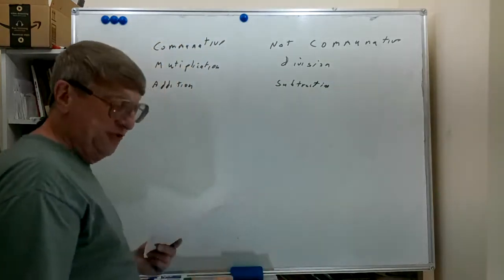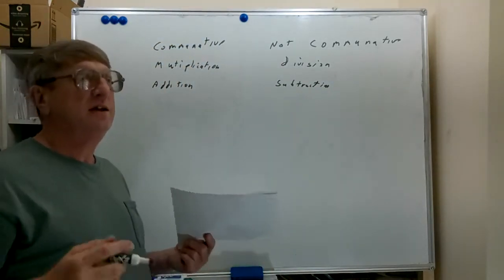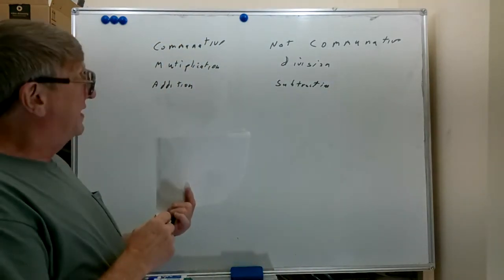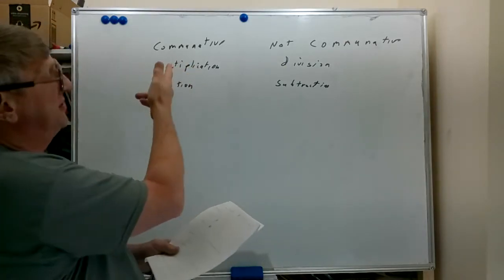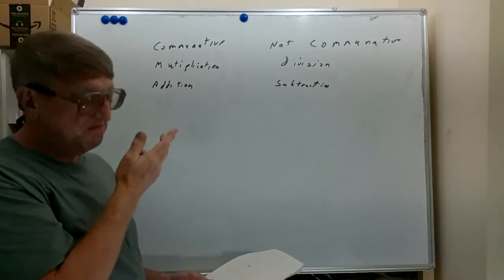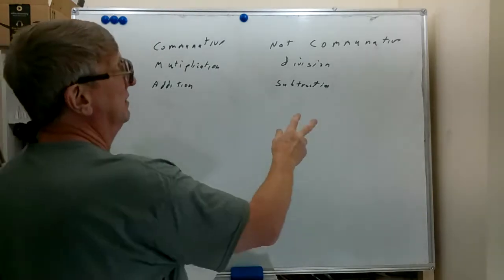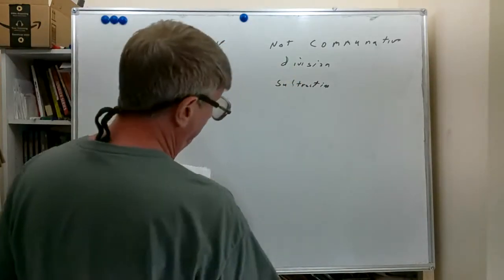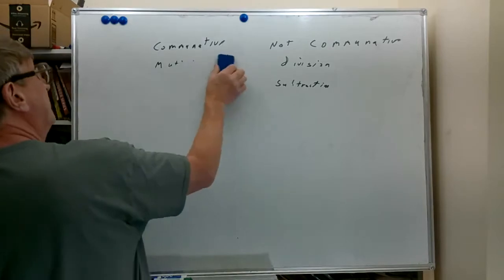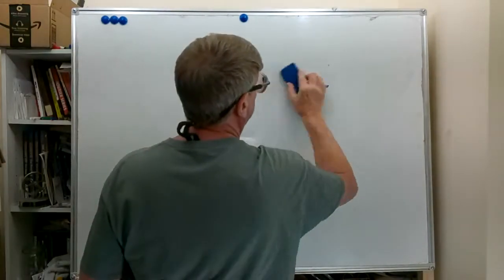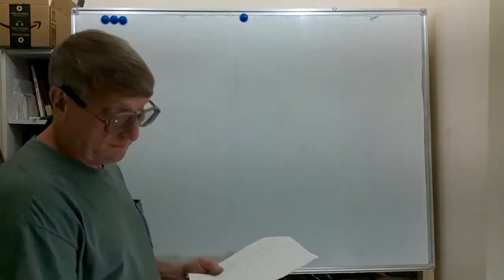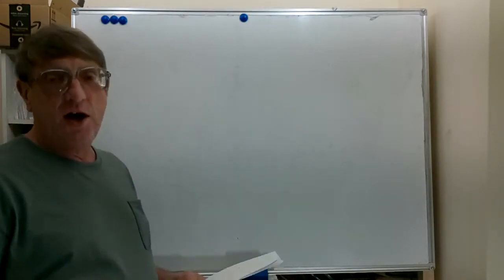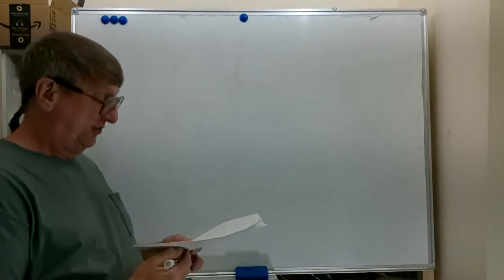So we've reviewed quickly the commutative law, and we know that we can do multiplication and addition in any order, no problem with the result. But division and subtraction must be done in the intended order or we will not get the correct answer. We're going to talk about what are called associative laws.